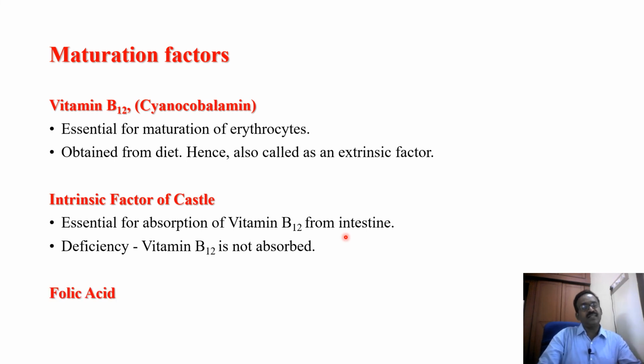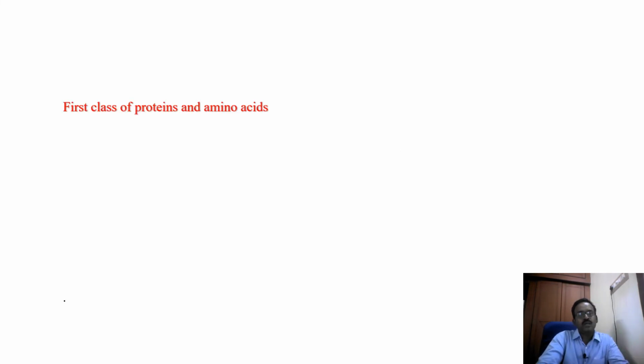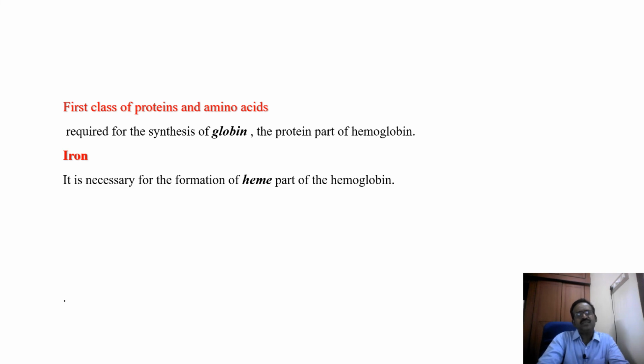Folic acid is also important for the maturation of the RBC. It is essential for the synthesis of DNA. First class protein and amino acids are essential for the synthesis of globin. This is the protein part of the hemoglobin. And iron is also necessary for the formation of heme. This is a part of hemoglobin.